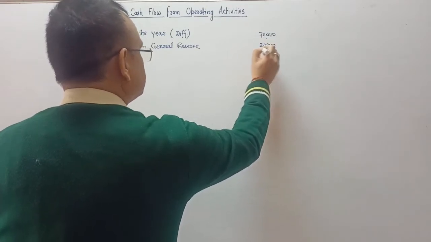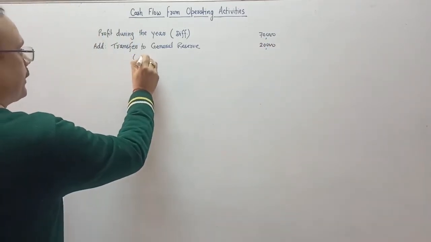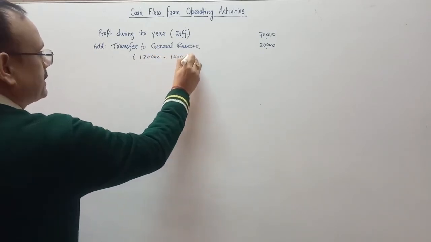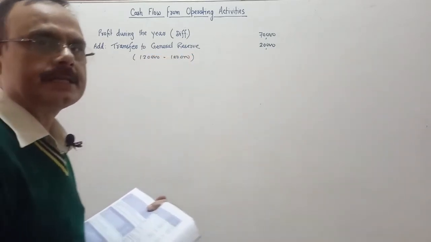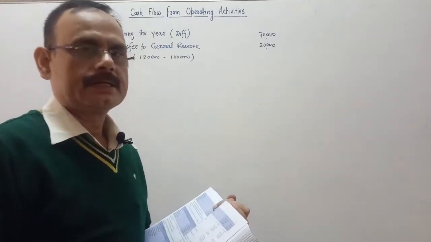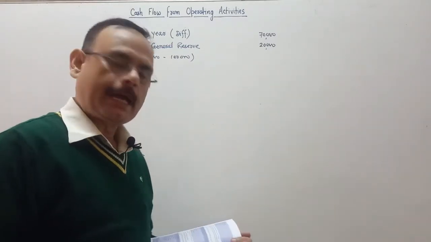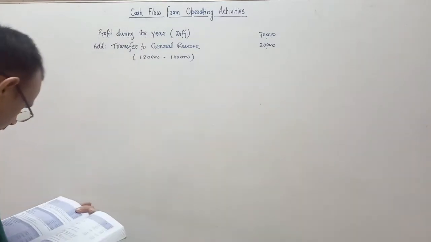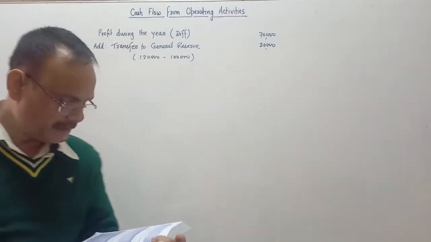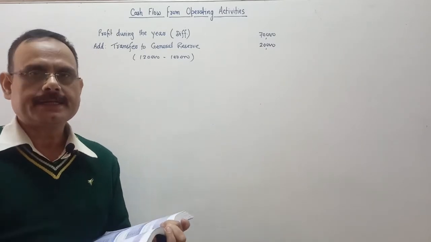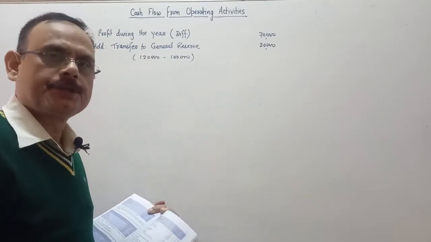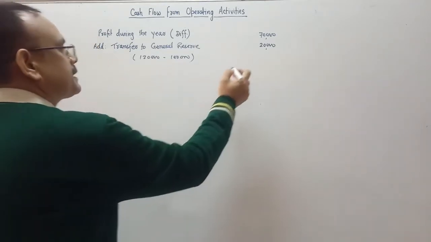That is the difference of what? 1,20,000 minus 1 lakh. Last year it was 1 lakh. This year it is 1,20,000. So 20,000 general reserve is transferred from the appropriations. Next, is there any other item? No. Thereafter there is no appropriation of profit except the general reserve.